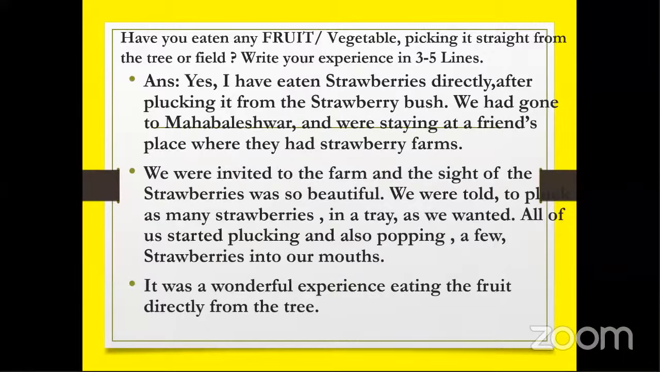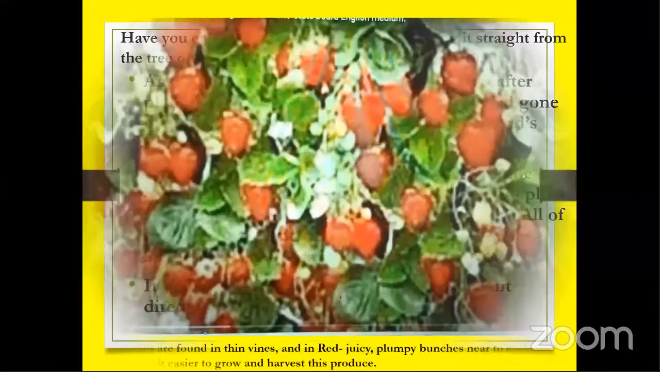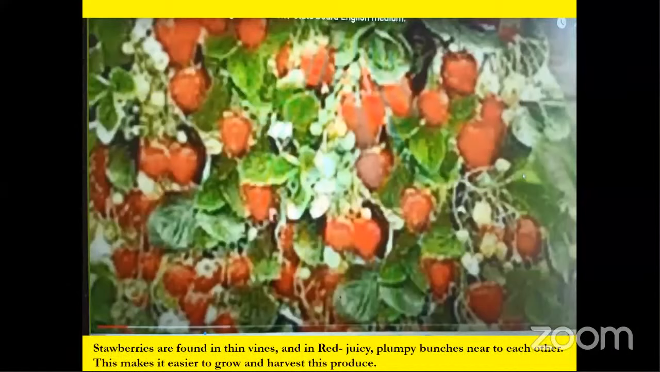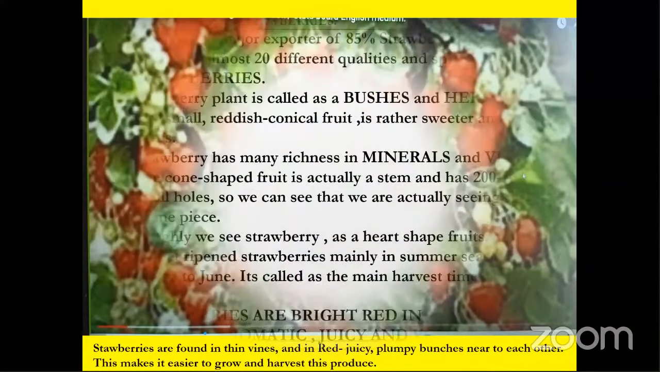Now the third student can read. It was a wonderful experience eating the fruit directly from the tree. Now this was a wonderful experience. Now you can see here the strawberries are found on thin vines and in red, juicy, plump bunches near to each other. This makes it easier to grow and harvest this produce.